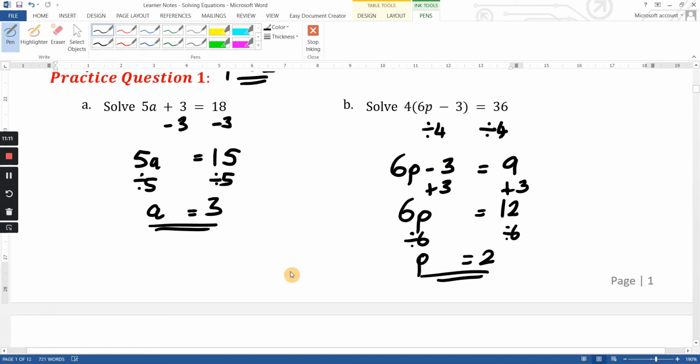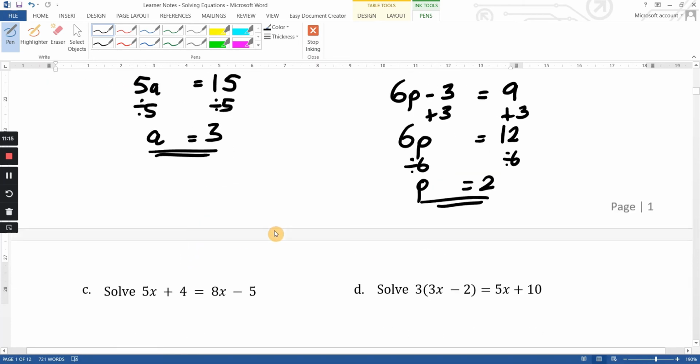Yeah, you could have done it differently. You could have expanded the brackets first and done it that way. You should get the same answer though. P equal to 2.